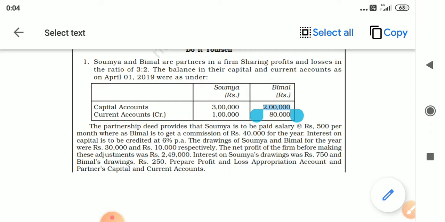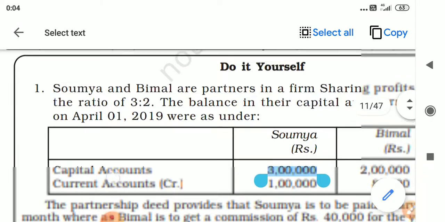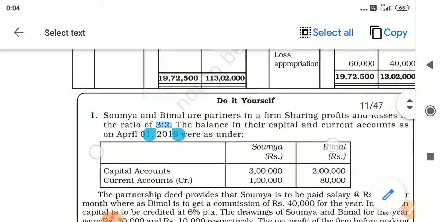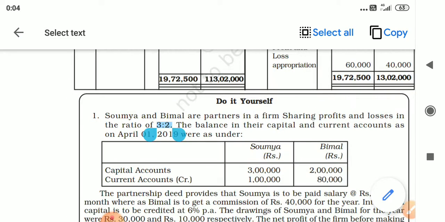In partners capital account, only the opening balance will come, and the same thing has to be shown as closing balance. Credit side, balance brought down 3 lakh 2 lakh. Debit side, balance carried down 3 lakhs 2 lakhs. Which means the profit which you distributed in 3:2 ratio should be transferred to partners current account. In P&L appropriation account, in the particulars column, you have to write profit transferred to partners current account.